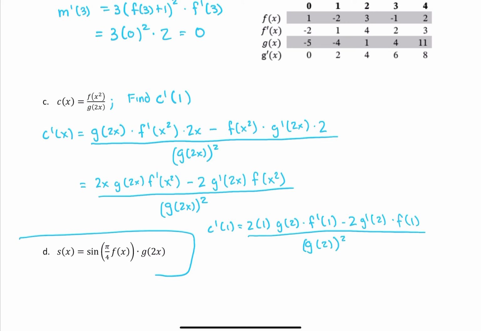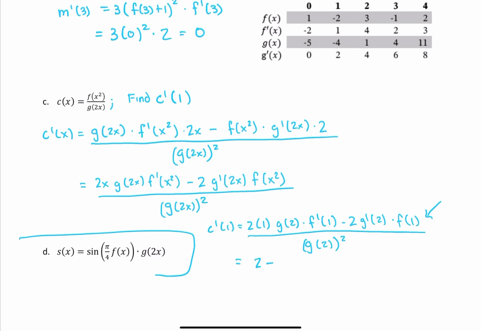So when you're showing your work, it's going to be helpful if you show me this step, because even if you make some arithmetic error, I know that you know exactly what to do if you show me this step. So g of 2 is 1, so you're going to have 2 times 1 times 1. And then f prime of 1 is also 1. So this is just going to be 2 minus, g prime of 2 is 4, so 2 times 4 is 8.